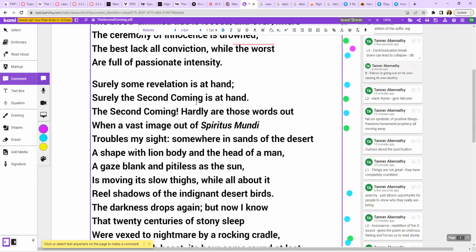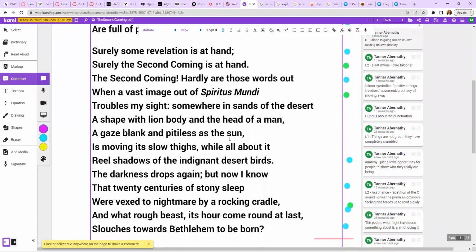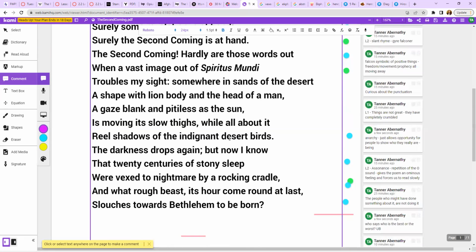Revelation is at hand, second coming is at hand. Hardly are those words out when the vast image of Spiritus Mundi troubles my sight. Somewhere in the sands of the desert, a shape with lion body and head of a man, a gaze blank and pitiless as the sun, is moving its slow thighs, while all about it real shadows of indignant desert birds. Darkness drops again.